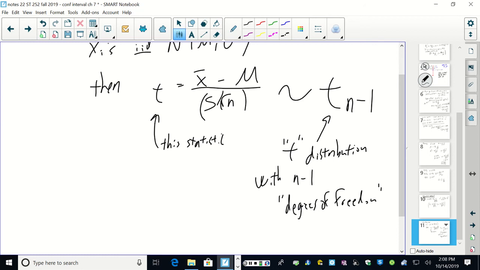There's a linear algebra take on this, where you have endpoints in n-dimensional space, and you're projecting them onto the mean, and so there's n minus 1 free dimensions. So there's a mathematical way that this comes about. But what does this t distribution look like? Well, it looks like a normal. If n is over 40, you visually have a hard time telling them apart.